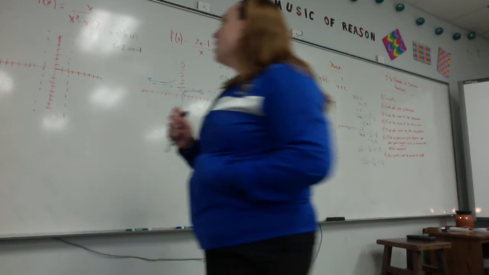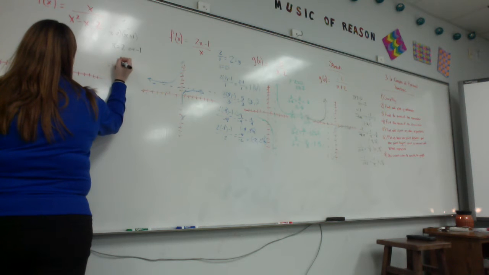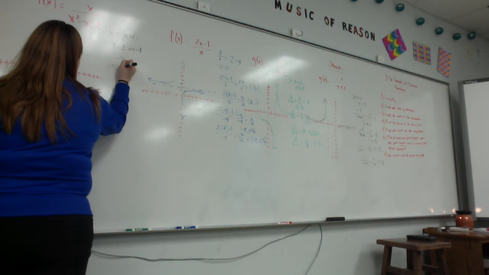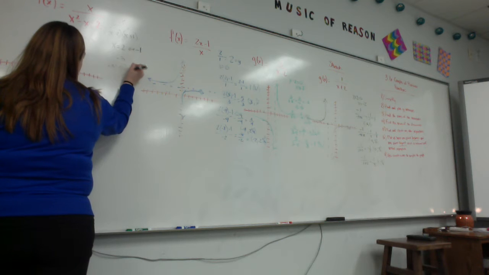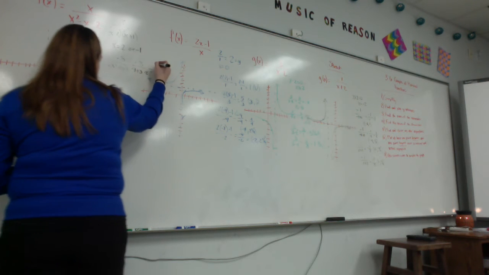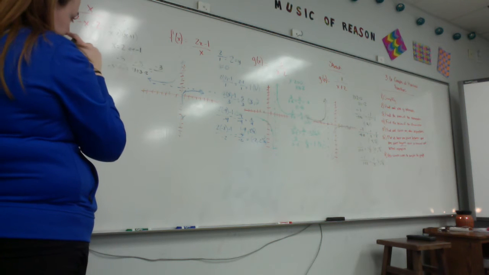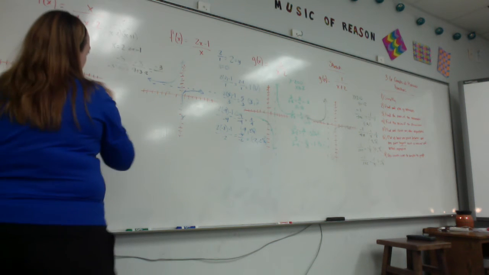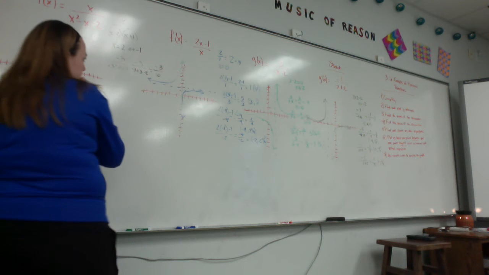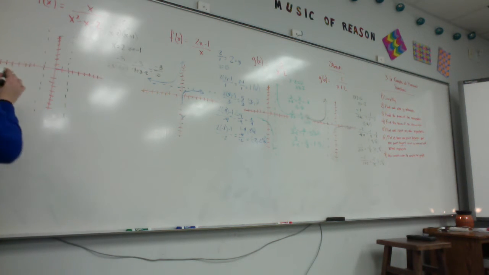If I plug in negative 3, I have negative 3 over negative 3 squared minus negative 3 minus 2. So I get negative 3 over 9 plus 3 minus 2, negative 3 over 10, right? So you get negative 0.3. So negative 3, negative 0.3.